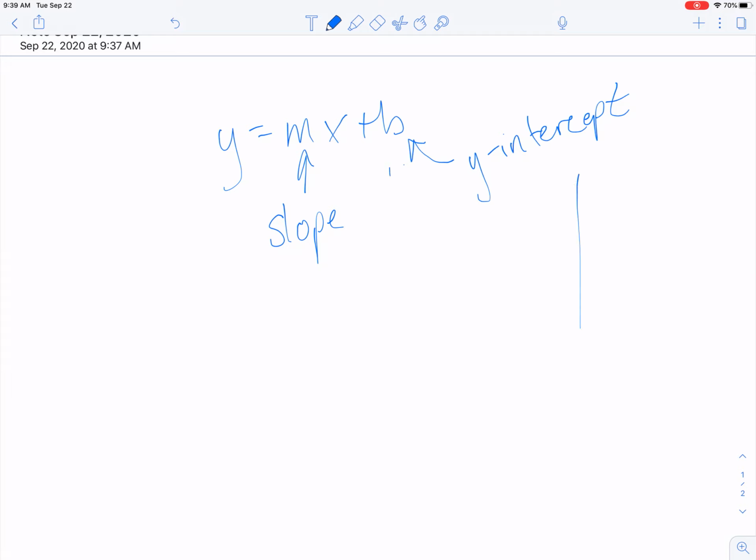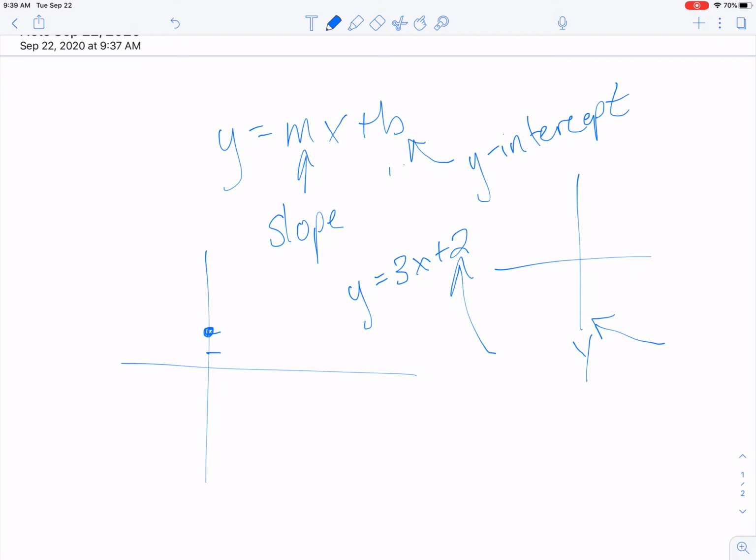So the y-intercept is going to be where it crosses the y-axis, right there. And that's going to be the first thing we graph. So what I'll do is if I have an equation, let's say y equals 3x plus 2, I'm going to go to the y-intercept first, the 2, on the y-axis, so up 2. So wherever this line ends up, okay, here's a bunch of examples of where it might go, it intercepts the y-axis at 2.